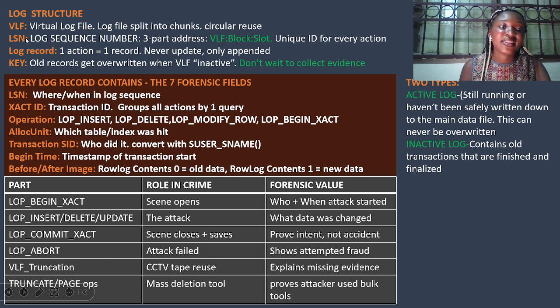So we have the LSN, which is the log sequence number. This one is very important. As we said earlier, it's very important for the chain of custody. It has 3 parts. It shows the unique identifier and the time span for that particular incident. And it has 3 parts: the VLF, the block, and the segment.